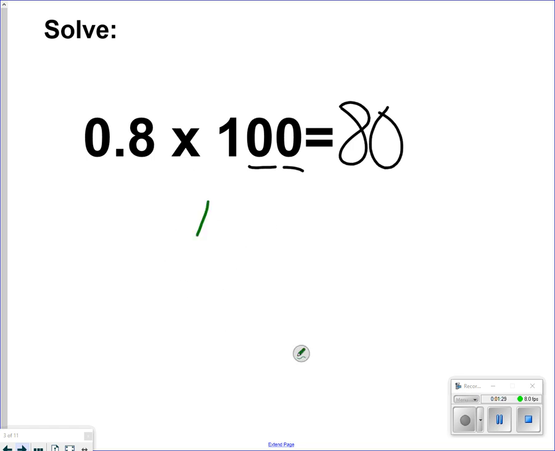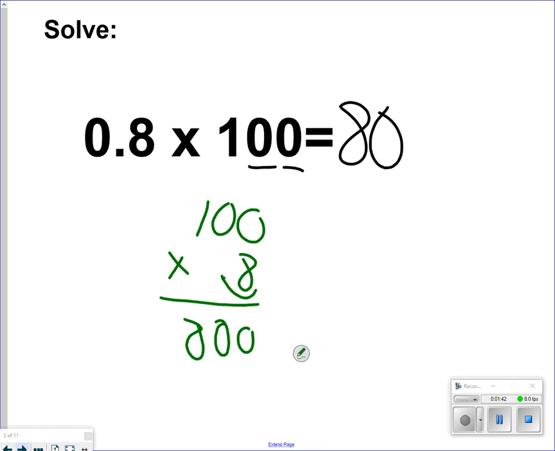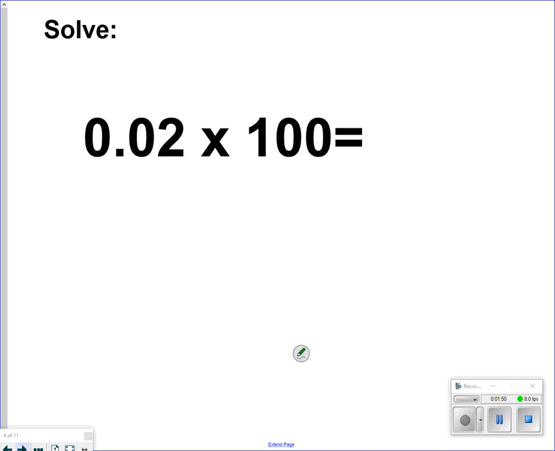I have 100 times 0.8. 8 times 0 is 0. 8 times 0 is 0. 8 times 1 is 8. 1 decimal spot. We'll move the decimal 1 spot. I'm left with 80. Messy looking 80, but it's an 80. Let's keep going. I'm going 0.02 times 100.